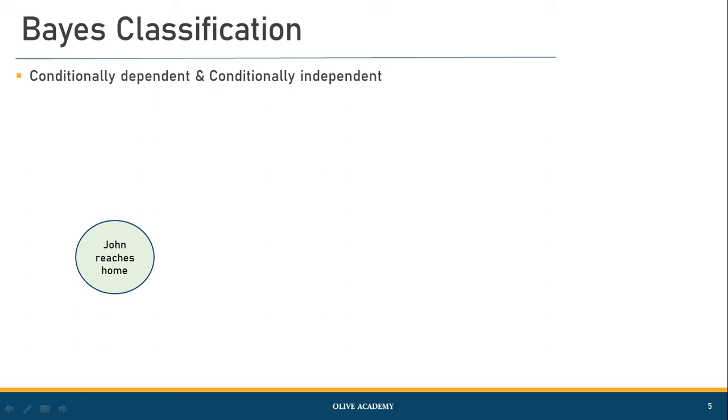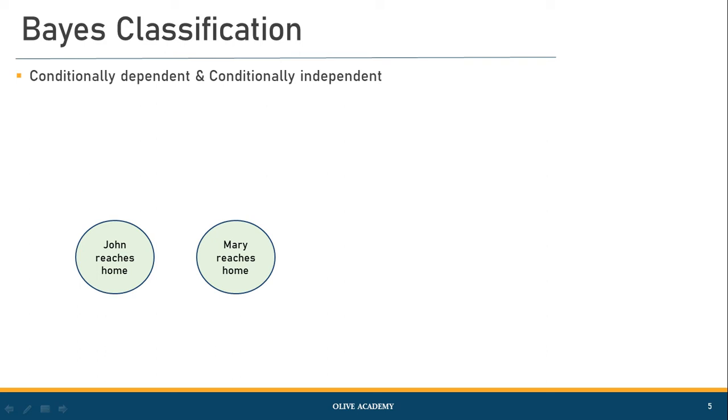But let's not dig into that in detail. At least let us understand what we mean by conditionally independent. Let's say a person called John is trying to reach home from his work location in his own car, and Mary is using her own car to reach back home. They live in the same apartment community, in two different apartments.